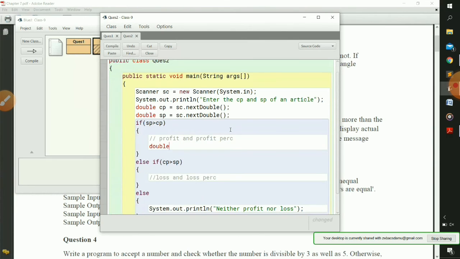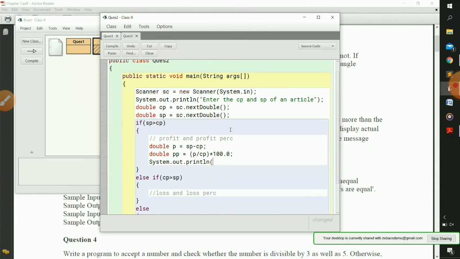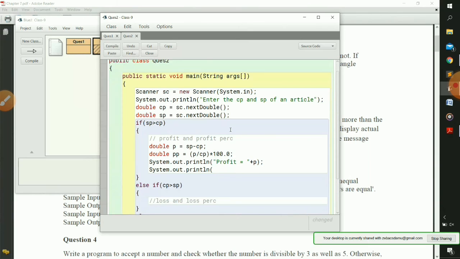So, firstly, let us define a variable double P. Now, what is the formula for profit? It is SP minus CP. Now, profit percentage we need to find out. The formula for profit percentage is profit divided by CP multiplied by 100. I hope you all know it is a very common formula, right? Now we need to print these things on the computer screen, so that is why profit equal to plus P, and this profit percentage equal to plus PP. Okay, the same variables we have to take over here.